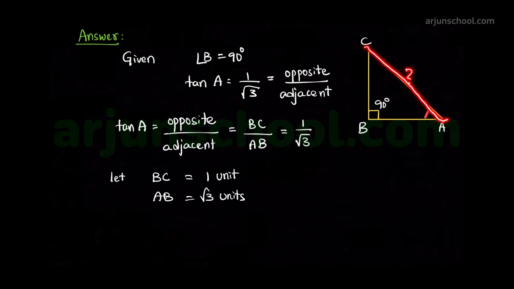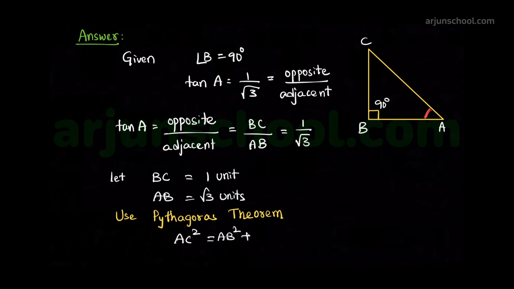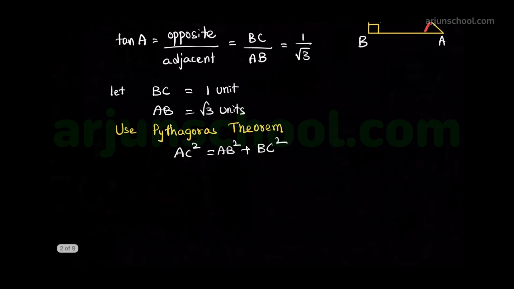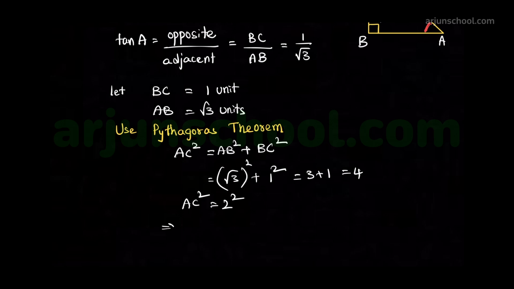Now we need to find AC, which is unknown. Let us use Pythagoras theorem. AC square is equal to AB square plus BC square. We know that AB is equal to root over 3. Therefore, root over 3 whole square plus BC is 1 square. Root over 3 whole square is equal to 3, plus 1 square is 1. 3 plus 1 is equal to 4. That is equal to 2 square. AC square is equal to 2 square. That implies AC is 2.